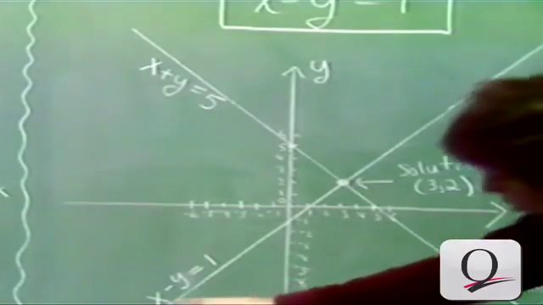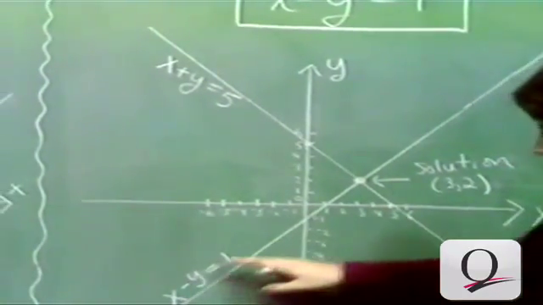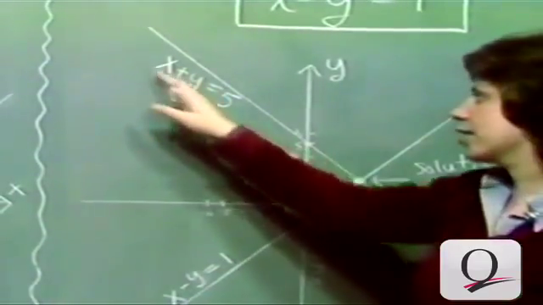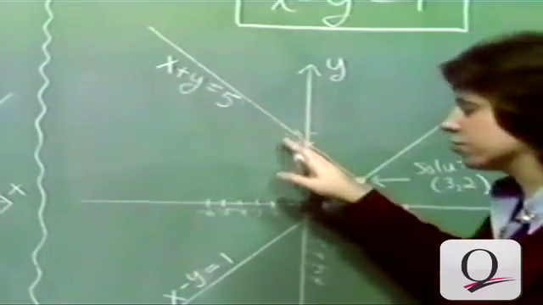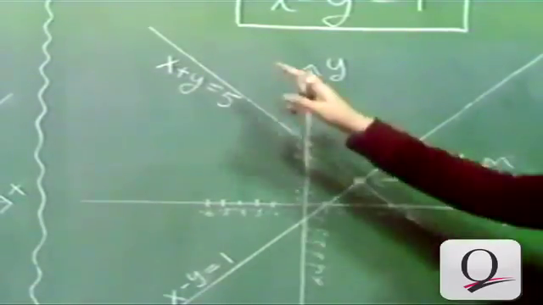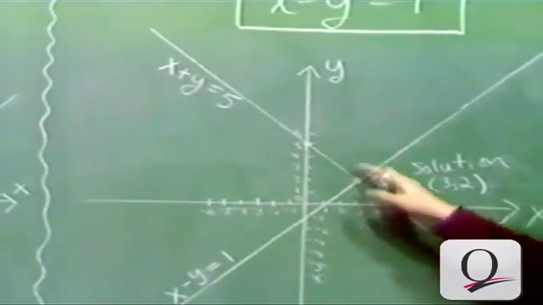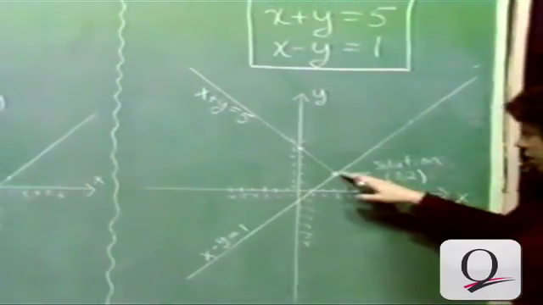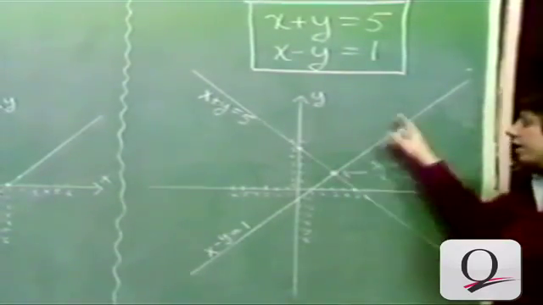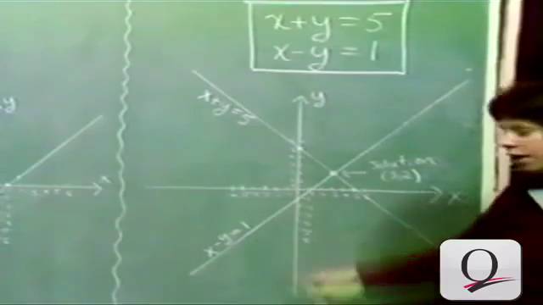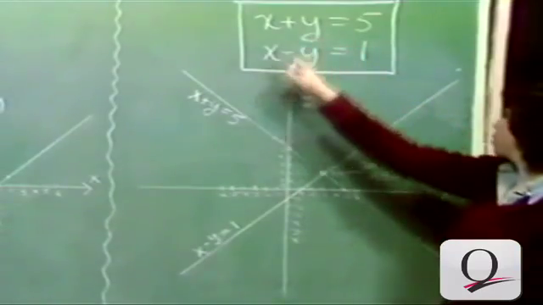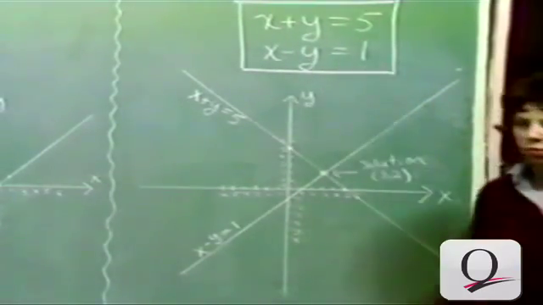3, 2 is a point on the equation x minus y equals 1, because 3 minus 2 is equal to 1. It is also a point on x plus y equals 5, because 3 plus 2 equals 5. It is a point on both equations, a point that satisfies both equations. Therefore, it is the solution to the system of equations here. It is also the only solution. We see that they intersect at one and only one spot, and since this point is on both equations, this must be the point 3, 2. It's the solution to this system of equations. And of course, you can always check by going back: 3 plus 2 equals 5, 3 minus 2 equals 1.